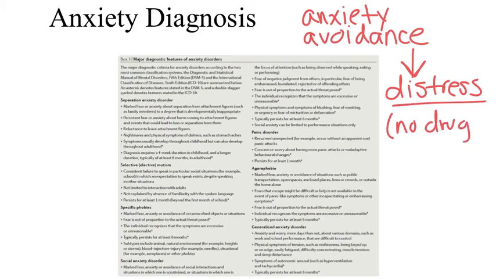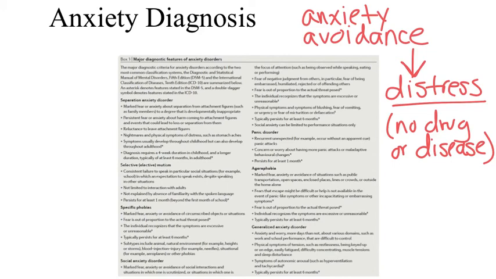Therefore, it is important to make a differential diagnosis because anxiety symptoms, especially autonomic hyperactivity like increased heart rate and breathing, can be common to many other disease states, both physiologic and psychologic. I'll focus on a few of the specific anxiety disorders here. First, let's look at generalized anxiety disorder, or GAD.